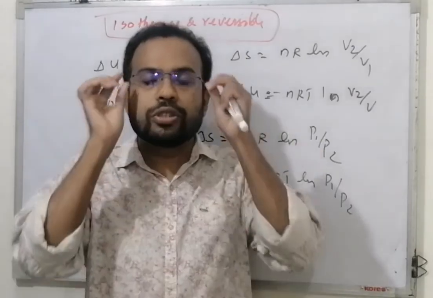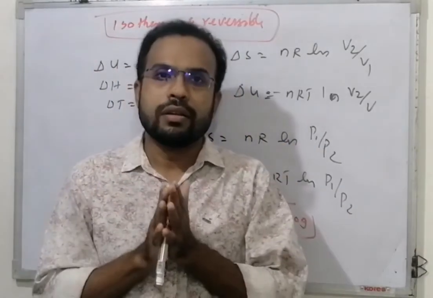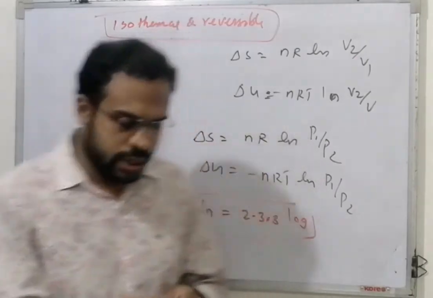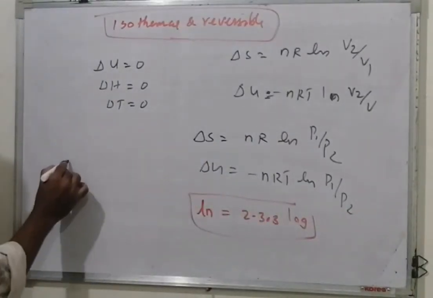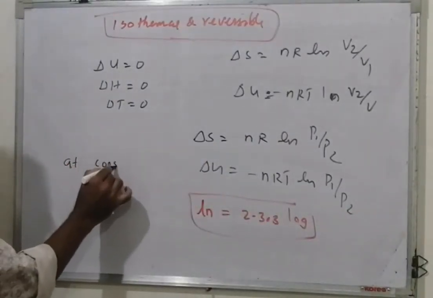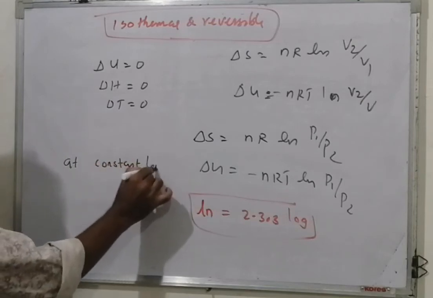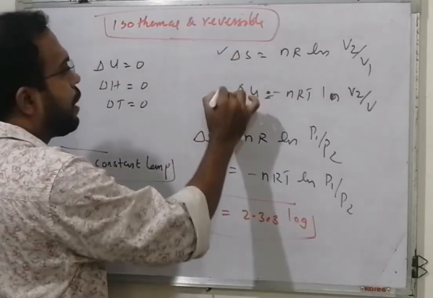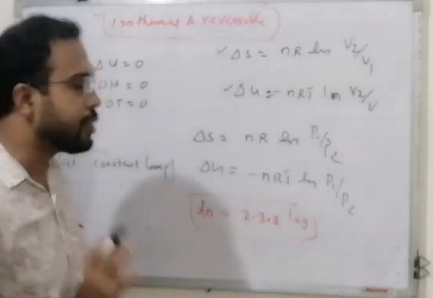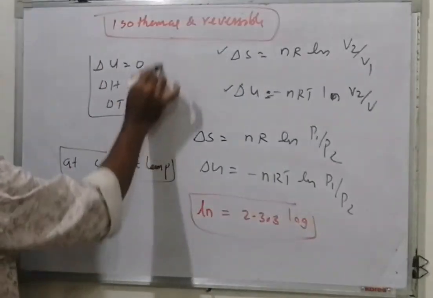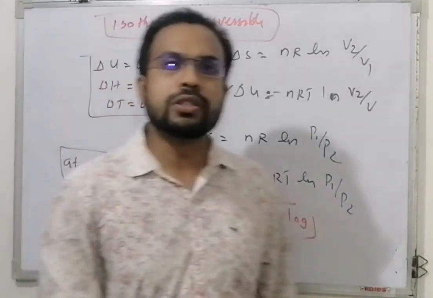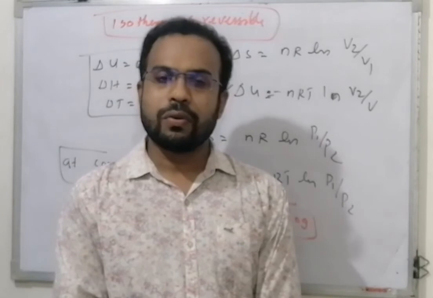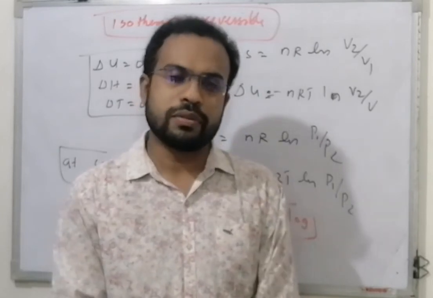Therefore, when you say isothermal reversible, sometimes there will be the words at constant temperature instead. They will not mention isothermal, but at constant temperature. At constant temperature, entropy and free energy are calculated by these equations, while delta U, delta H and delta T are not to be calculated because they are 0. Fine? Okay, I think this is okay for you.